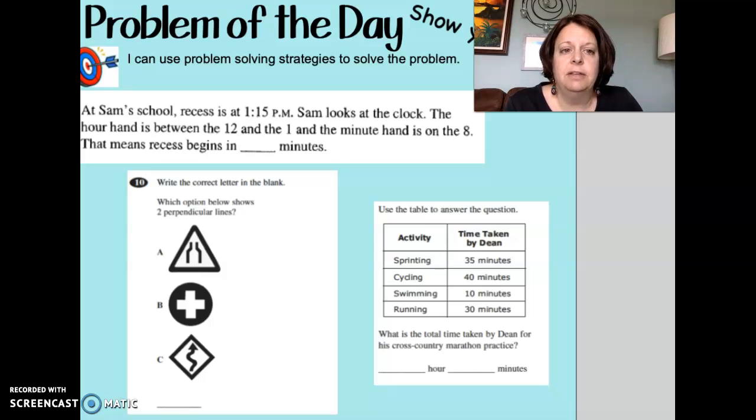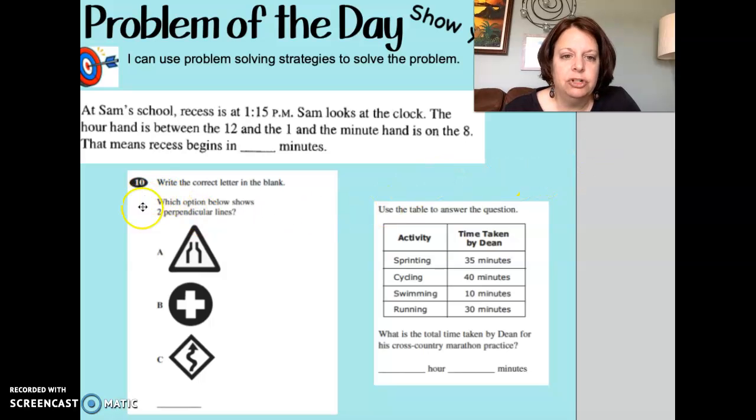The first challenge question we have is, at Sam's school, recess is at 1:15 p.m. Sam looks at the clock. The hour hand is between the 12 and the 1, and the minute hand is on the 8. That means recess begins in blank minutes. Got to figure that one out. Write the correct letter in the blank.